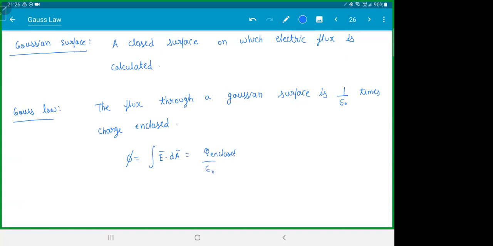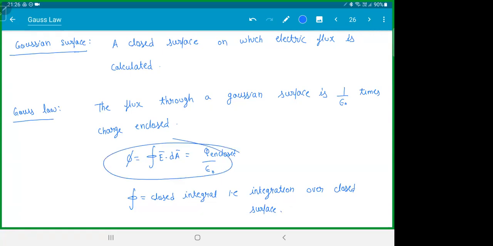Ironically, we already proved this using Coulomb's law. We put a symbol like this. The meaning of this symbol is closed integral, means you're integrating over a closed surface. Clear? This is the basic, right? We already know this thing actually. The flux encloses Q by epsilon. Now, let's see theoretically what it means.